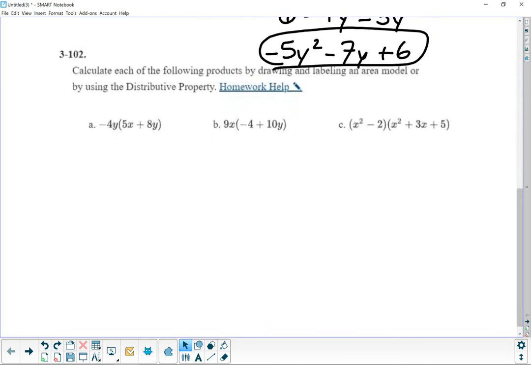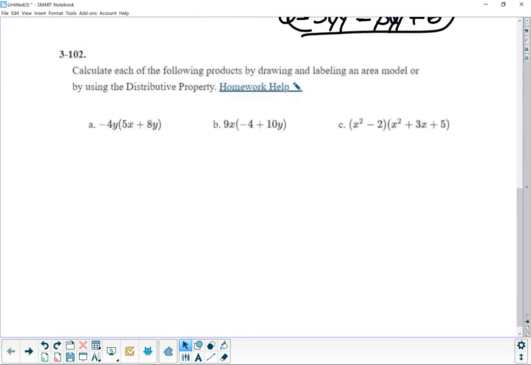Okay, number 102. Calculate the following products by drawing and labeling an area model or using the distributive property. So the way this is set up, I'm going to go ahead and use the distributive property for the first two. So for A, I'm going to go ahead and do negative 4y times 5x, which is going to equal negative 20, because negative 4 times 5 is negative 20. Then x times y is just x times y.